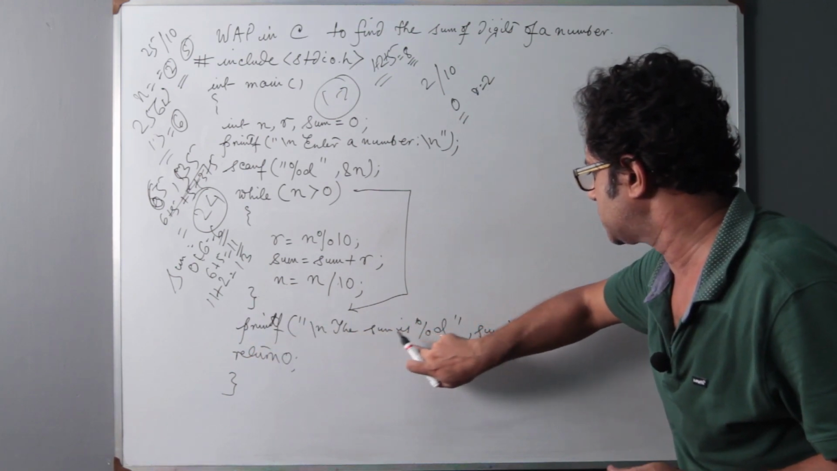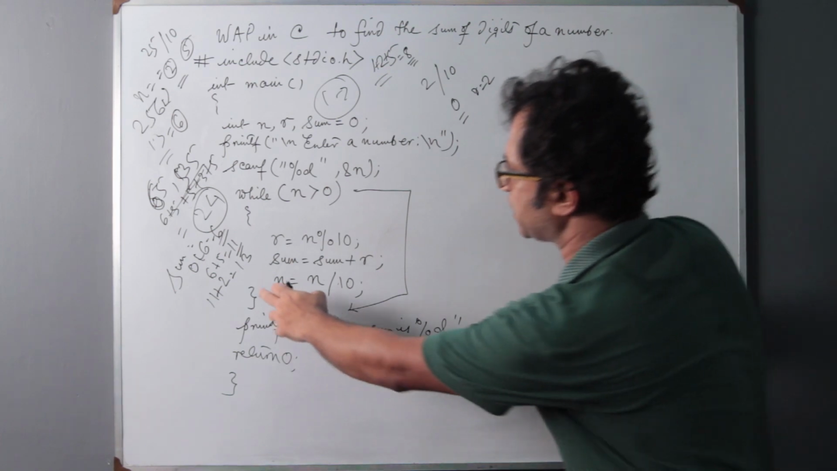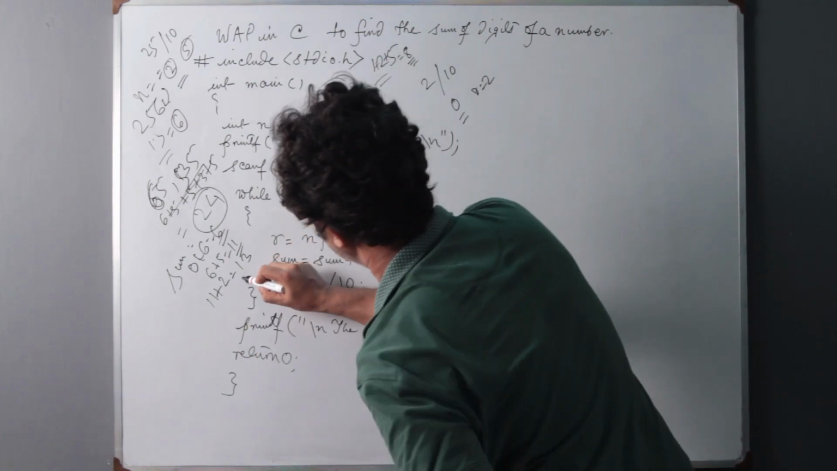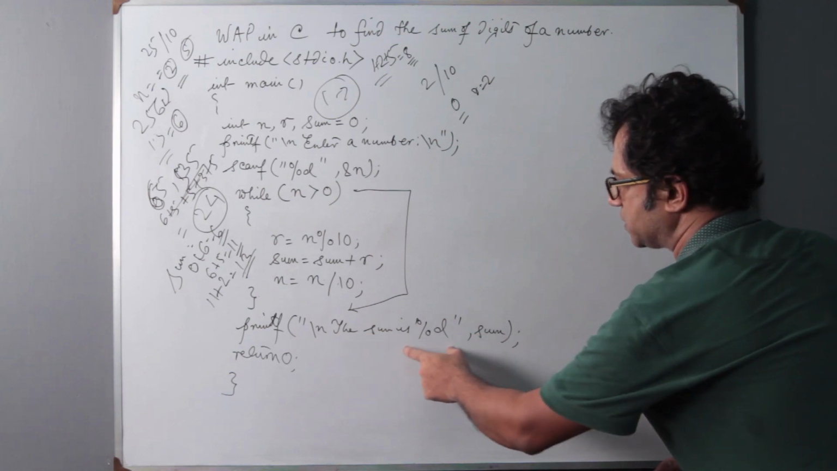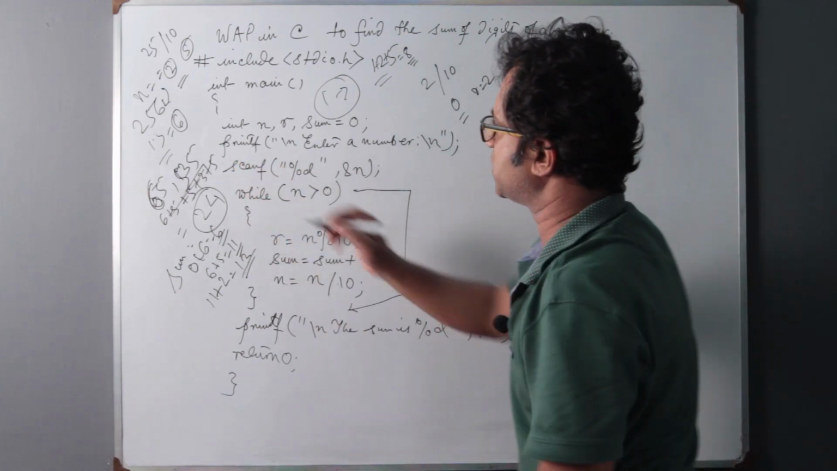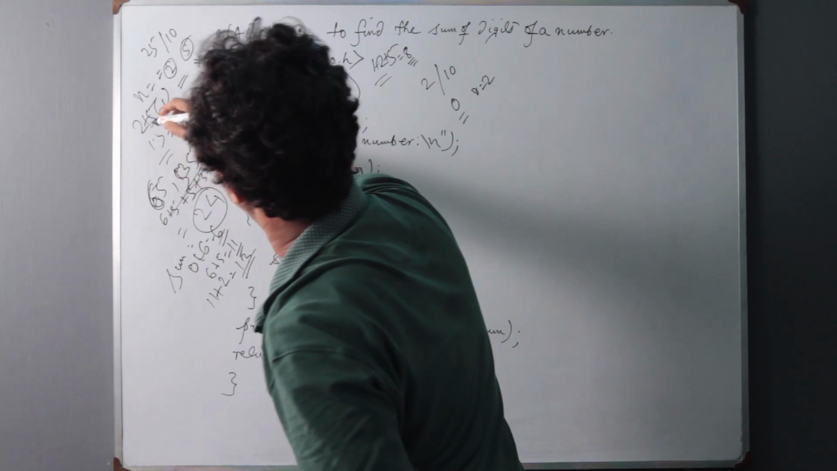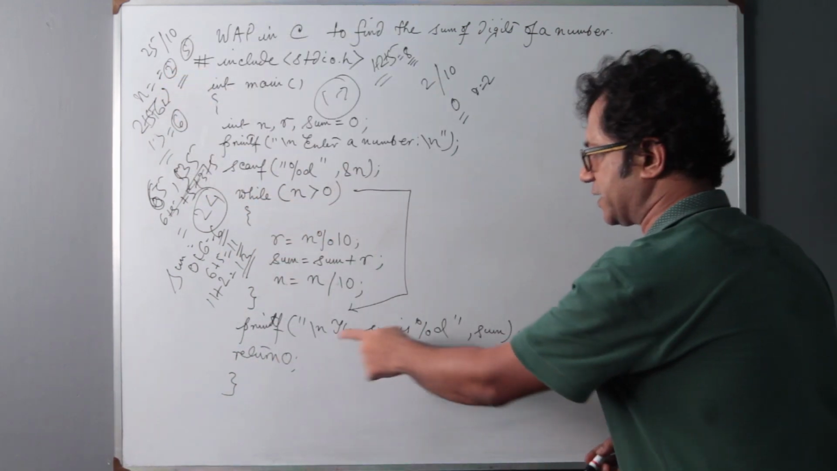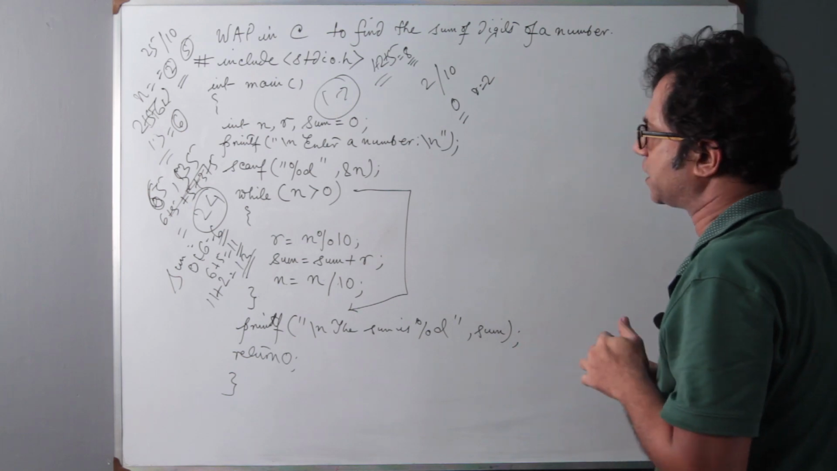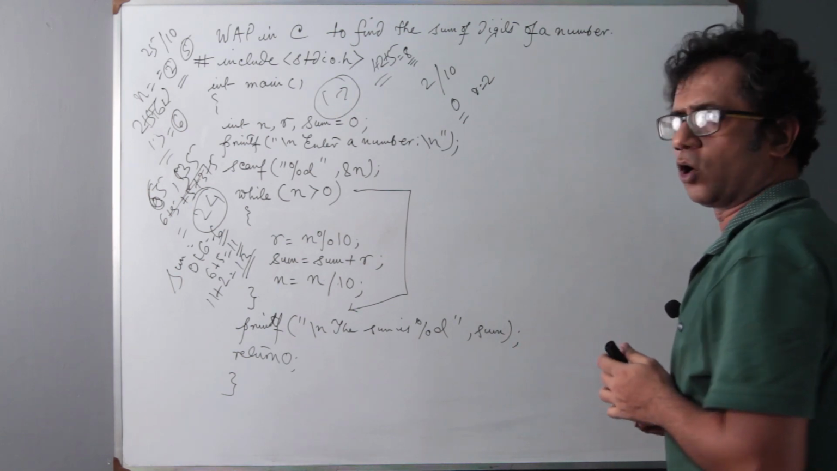The sum is %d, sum. Whatever is the last value of sum, in our case it is 13. So the result will be: the sum is 13. So our expected result was what? 2 plus 5 is 7, plus 6 is equal to 13. So we get the result as 13. So our program is quite correct, and it will run on your computer now.